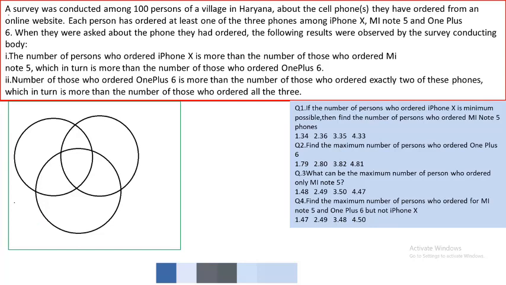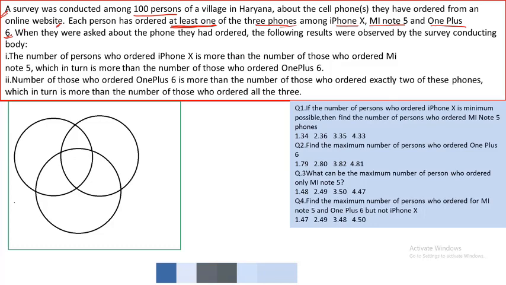Fine. Now let's read the question. A survey was conducted among 100% of a village in Haryana about cell phones they have ordered from an online website. Each person has ordered at least one. So this is given. It means that there is no person who has not ordered any of the phones. There are three phones: iPhone X, MI Note 5 and OnePlus 6.